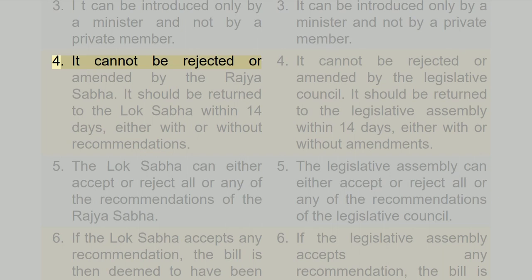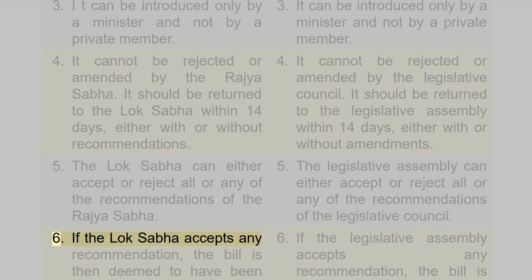4. It cannot be rejected or amended by the Rajya Sabha. It should be returned to the Lok Sabha within 14 days, either with or without recommendations. 4. It cannot be rejected or amended by the Legislative Council. It should be returned to the Legislative Assembly within 14 days, either with or without amendments. 5. The Lok Sabha can either accept or reject all or any of the recommendations of the Rajya Sabha. 5. The Legislative Assembly can either accept or reject all or any of the recommendations of the Legislative Council.